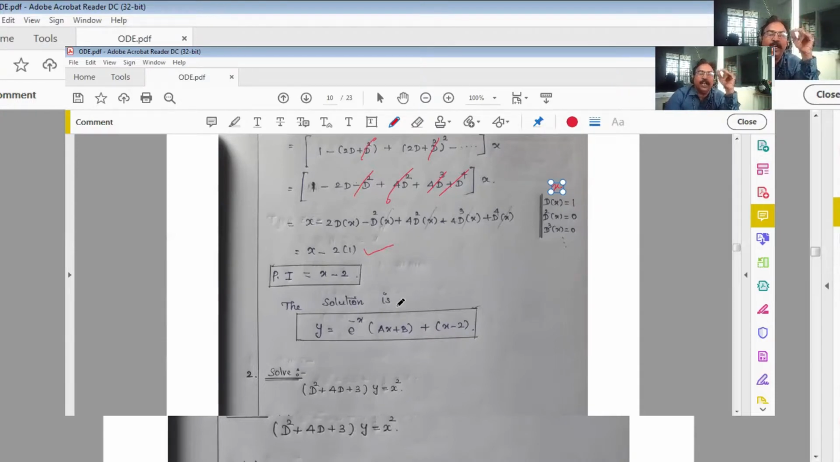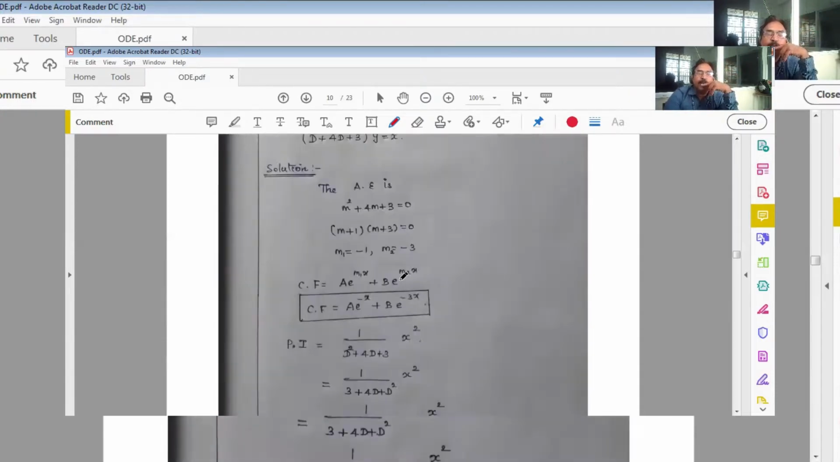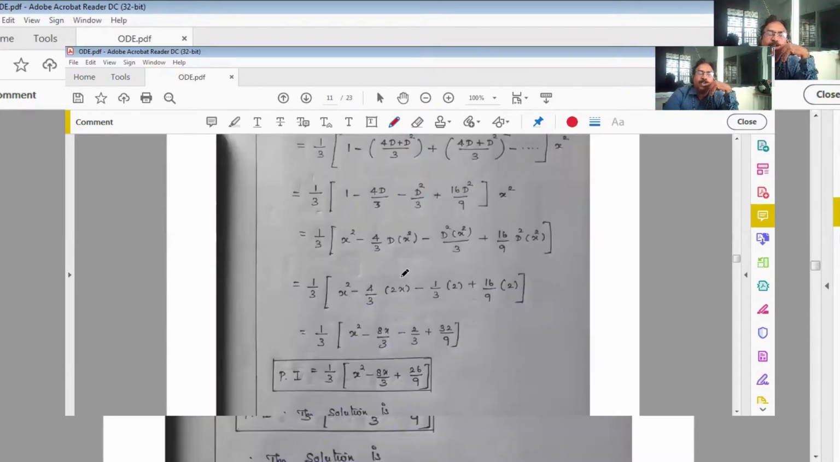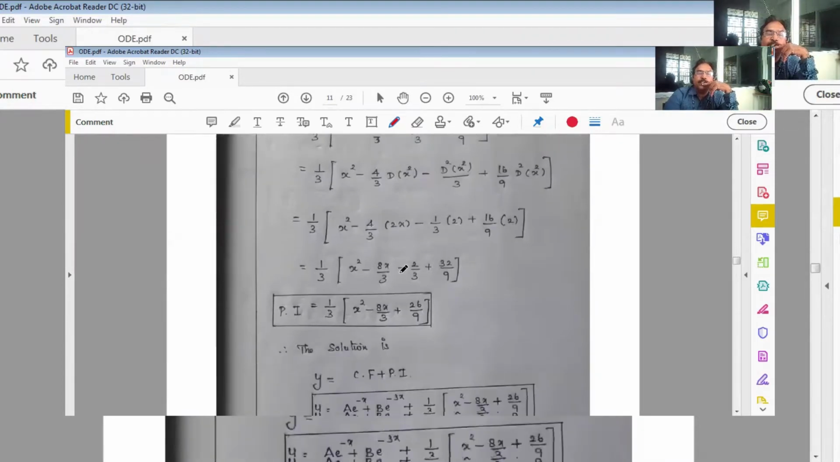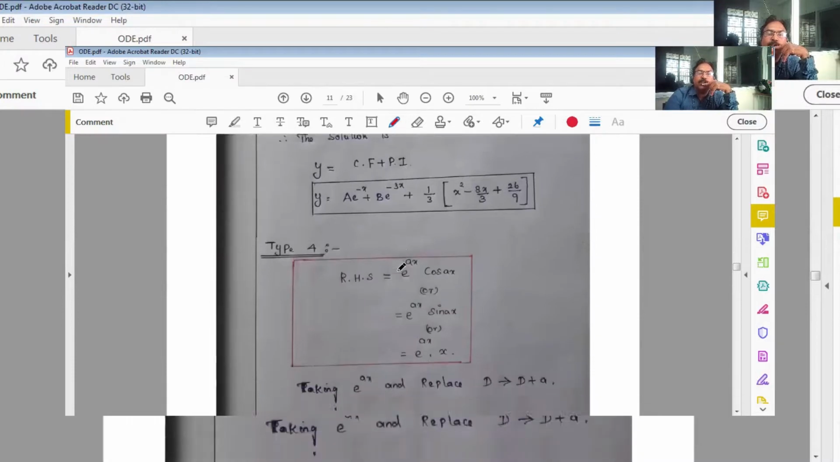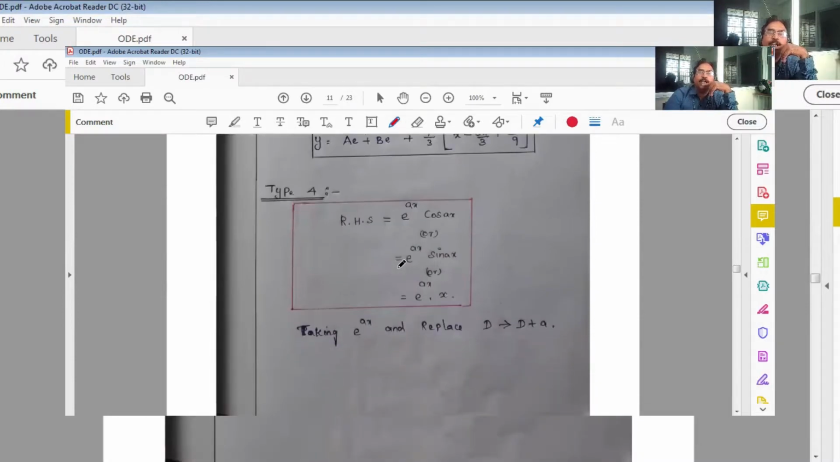So these are the 3 major types, and other types are combinations of these, like e power ax, e power minus ax cos ax. This is the combination of both. We have a combination of f of x.